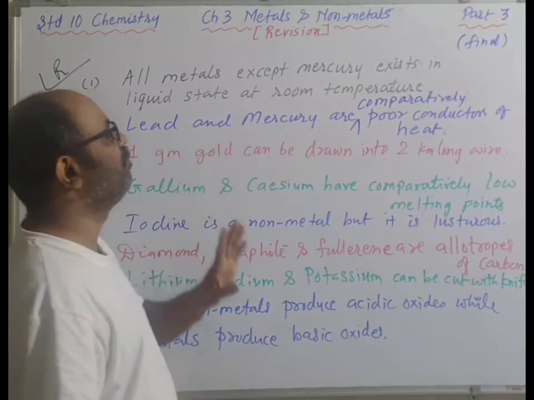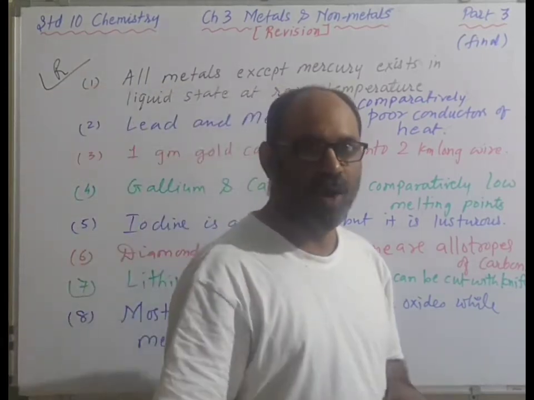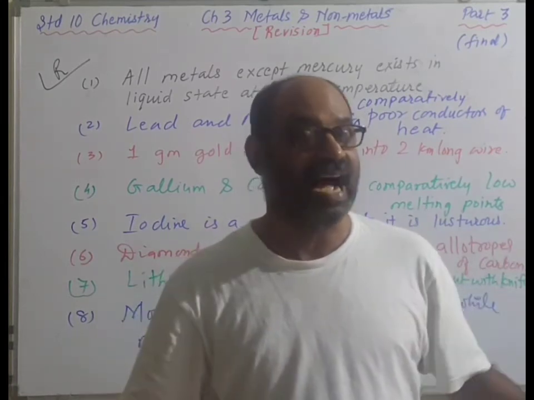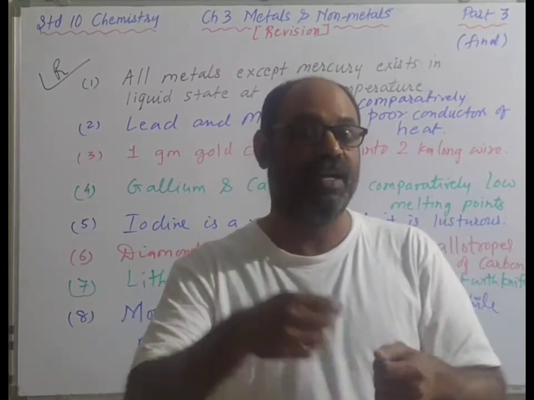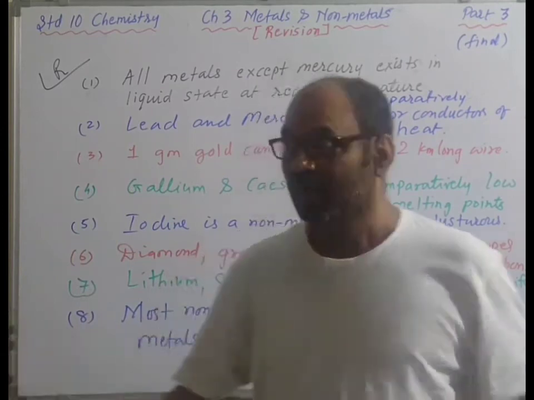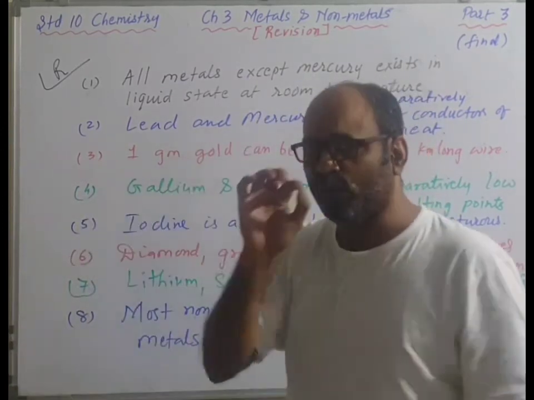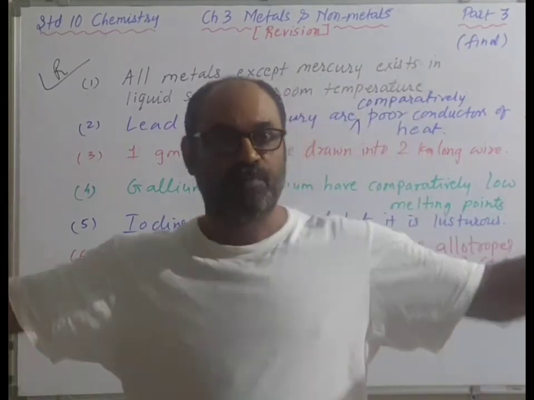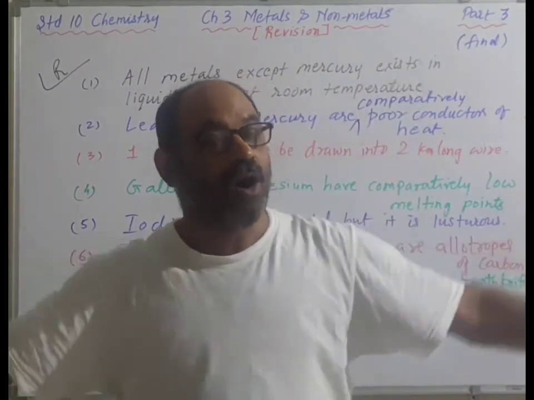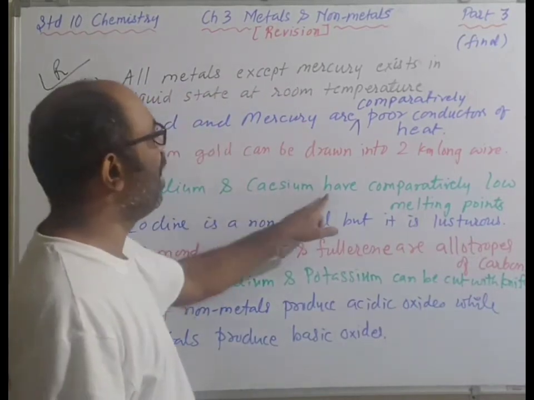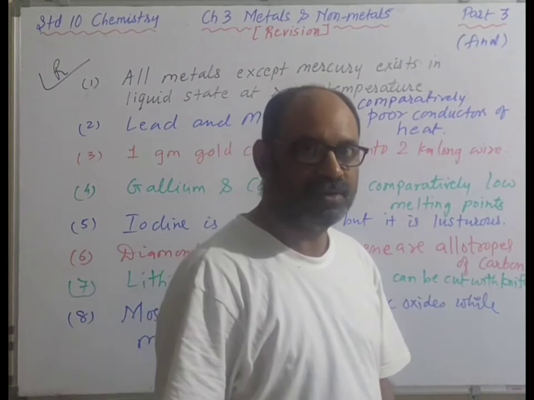One gram of gold can be drawn into a 2-kilometer long wire. That is about the ductility of metals. You know, metals are ductile, that means they have the property of being drawn into wires. Now gold is so highly ductile that if you take just 1 gram, you can prepare a wire of 2 kilometers length. Gallium and cesium have comparatively low melting points.